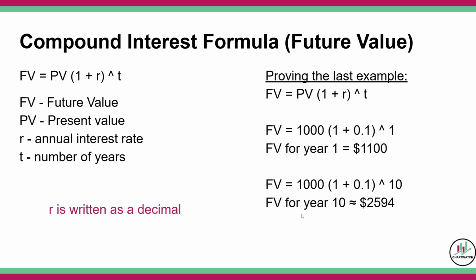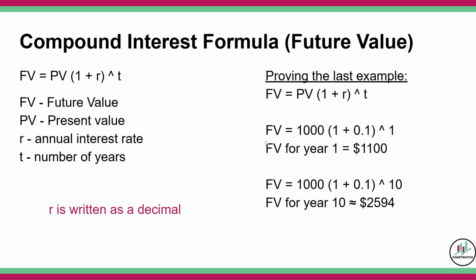Now for year 10, you do 1,000 times 1.1 to the power of 10. If you put that into a calculator, 1.1 to the power of 10 is 2.5937 decimal. Then when you multiply that by 1,000, you roughly get 2,593.74246, which just rounds up to 2,594. Now that is your future value.